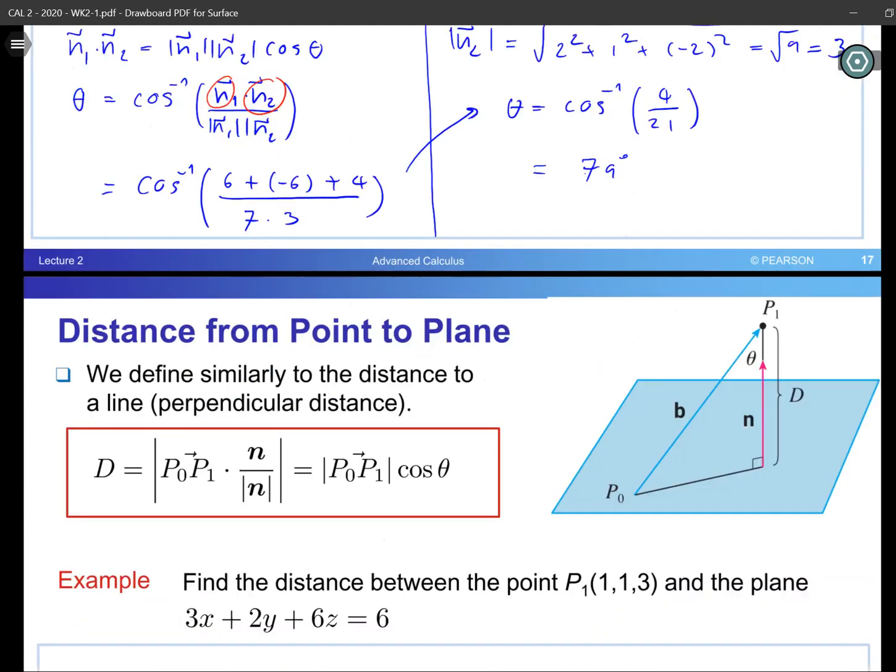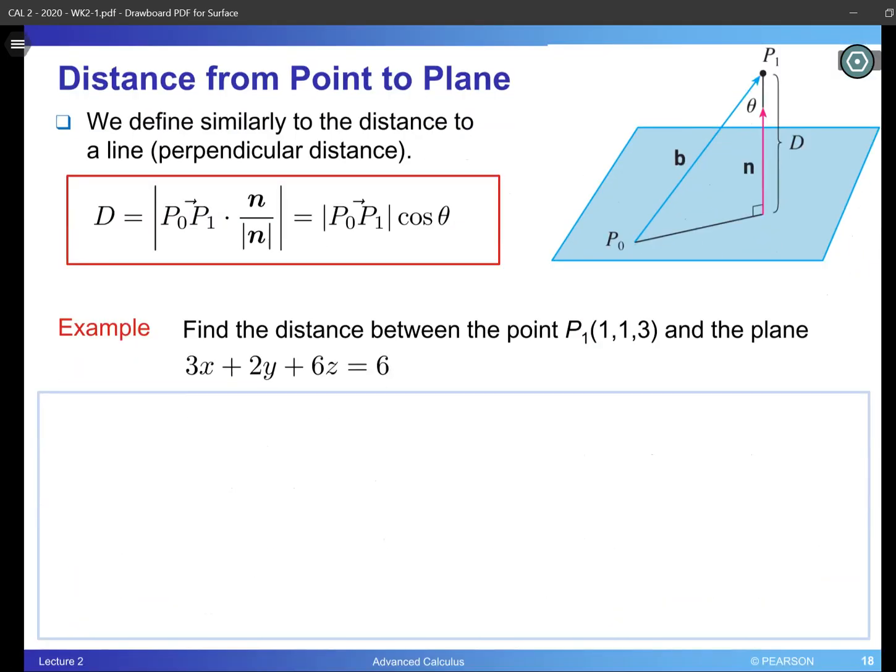Now let's move to the last one of this slide, which is the distance from point to plane. We have done distance from point to a line before, and we did some derivation of the formula, and this one is about the same. So I am going to skip the derivation of this formula and use it right away. If you guys want to know how it works, we can discuss that later.